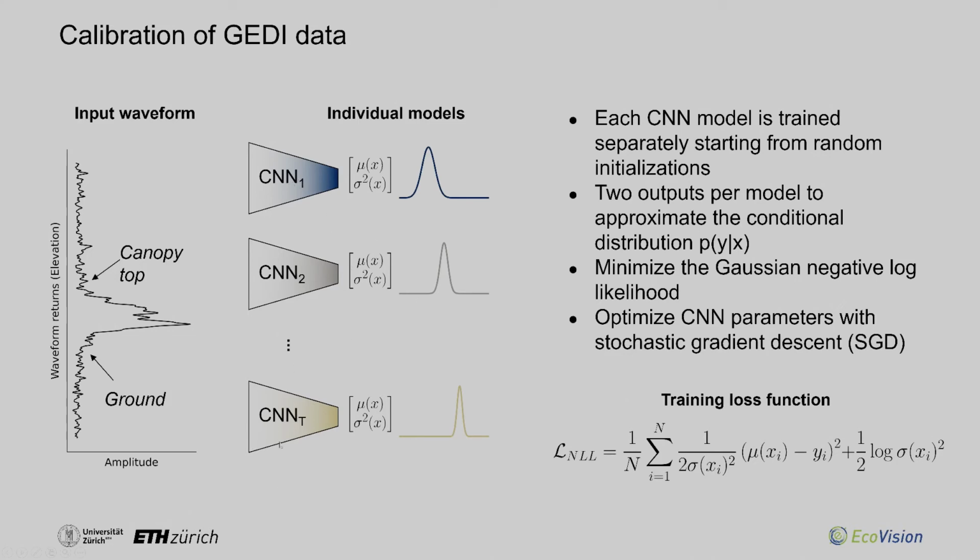So we have these 1D CNNs that calibrate the GEDI pulses. And so we have 10 times the same model. We randomly initialize them, and all of them basically have a Gaussian negative log likelihood loss function, which is shown down here. And we always aim at estimating basically the mean value and the variance. So we do not only estimate one single value, vegetation height, but the whole distribution under the assumption that this is Gaussian distributed. So we have these two outputs per model, which then allow us to approximate the conditional distribution, the posterior for the vegetation height.